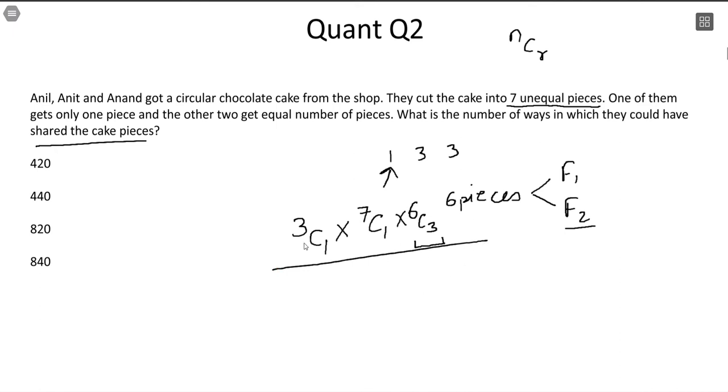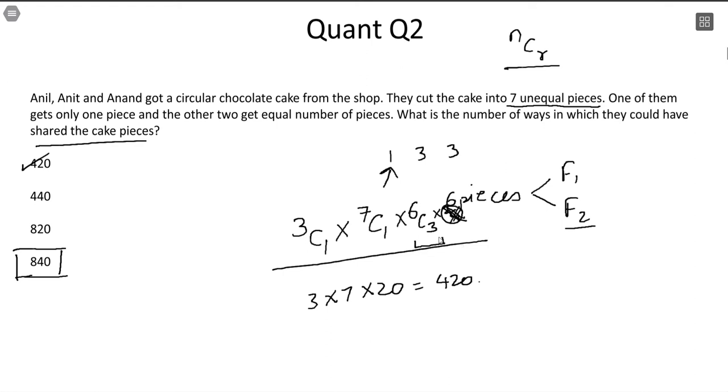This should be the entirety of the answer, which would be 3 into 7 into 20, which is equal to 420. And therefore option A is the right answer, not option D. I'm guessing most people will falter here. They will go on to do an extra 2C1 here, which friend is getting these three pieces, which is not the case. Because whenever you're doing NCR, whenever you're selecting something, it is for a purpose.